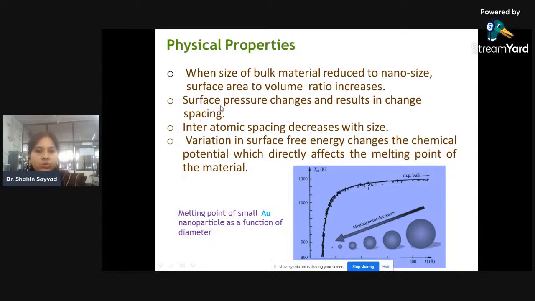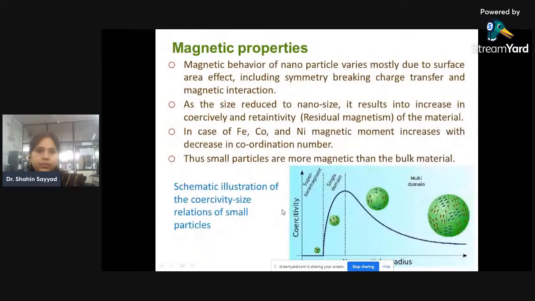Surface pressure changes because the energy is higher, and because of that the surface pressure is changing. This results in a change in the spacing, and the interatomic spacing decreases with respect to the size, and hence the surface free energy changes as compared to the volume free energy. That changes the chemical potential, which directly affects the melting point of the material. So with decreasing particle size, the melting point will also decrease. This is the melting point of gold particles.